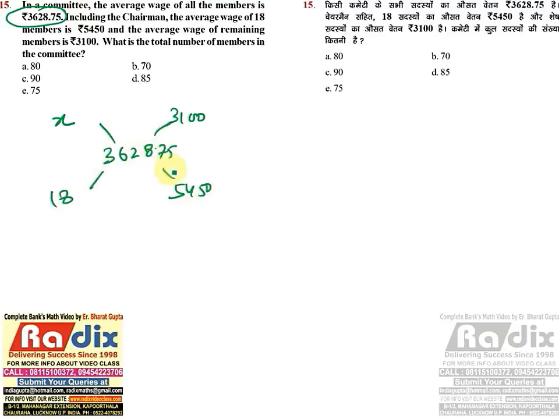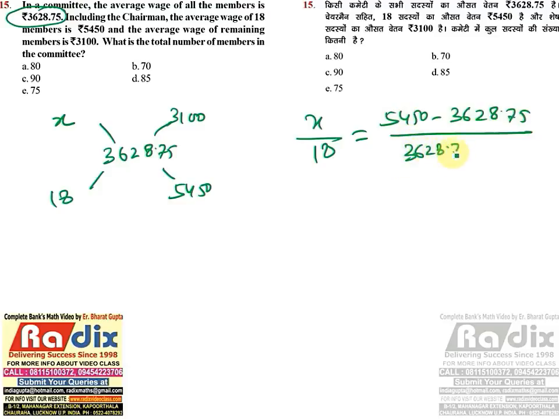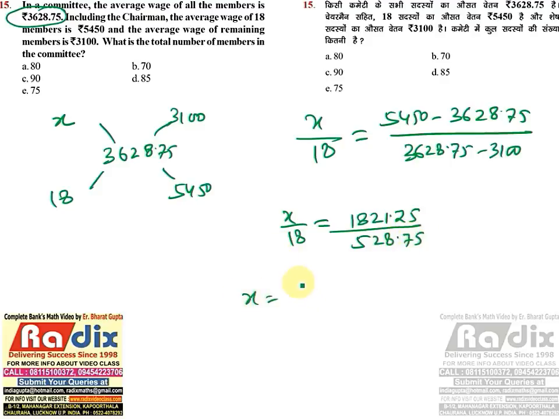ओके, now x upon 18 is equal to 5450 minus 3628.75 upon 3628.75 minus 3100. Okay, x upon 18 is equal, this value would be 1821.25 upon 528.75. Now take 18 to this side, it is 182125 into 18 upon 52875.